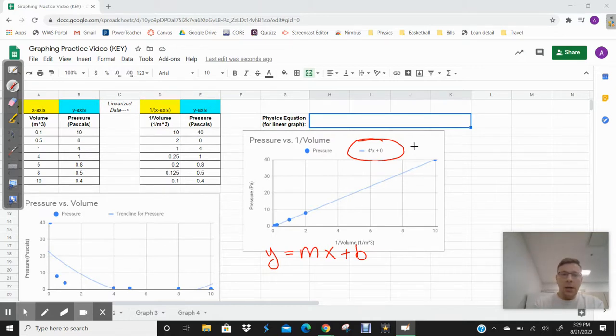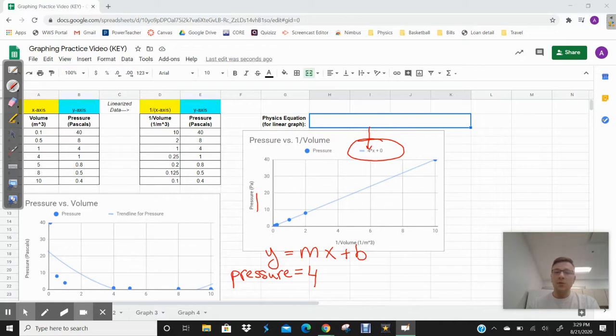So the first thing is the y-axis, right? Y is our y-axis, which in this case is pressure. So we're going to end up putting pressure. We're going to write out any of the words that are on our axes. I want you to write them out. So we'll write pressure is equal to, and slope is a numerical value that it gave us on the graph, so we're going to put it in as a numerical value. It's going to be 4 because that's what it gave us in the equation right there, okay?